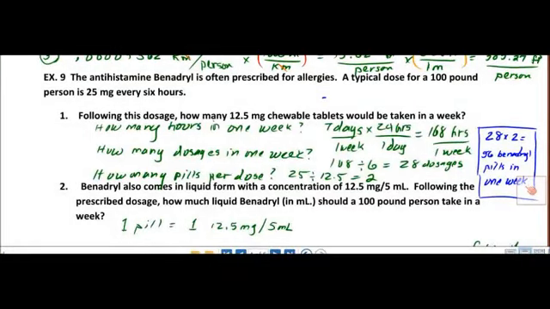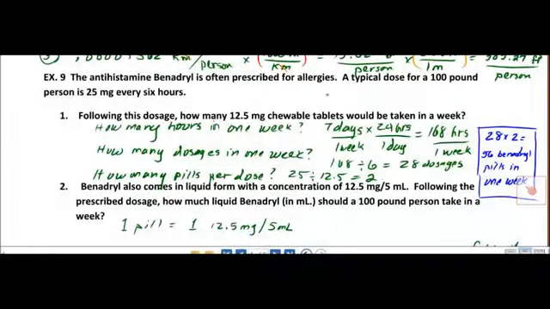Okay, so this last problem says the antihistamine Benadryl is often prescribed for allergies. A typical dose for a 100-pound person is 25 milligrams every 6 hours. First question is, following this dosage, how many 12.5 milligram chewables would be taken in 1 week?